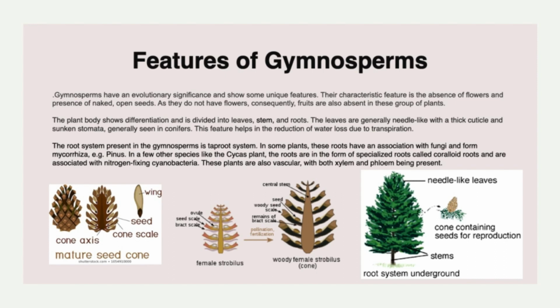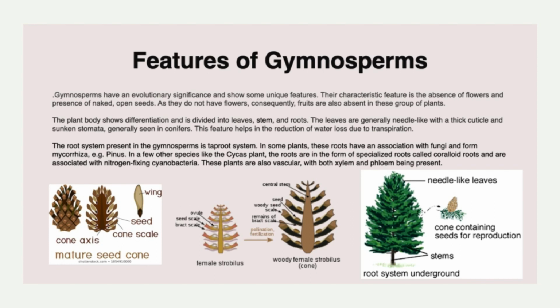The root system present in Gymnosperms is taproot. In some plants, these roots have an association with fungi and form mycorrhiza, for example in Pinus. In a few other species like the Cycas plant, the roots are in the form of specialized roots called coralloid roots. These plants are vascular, with both xylem and phloem being present.